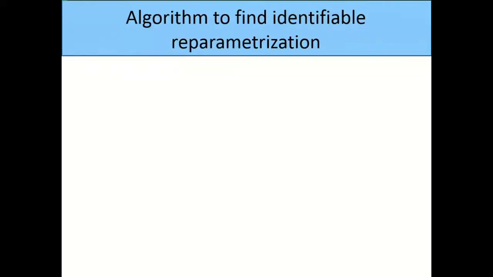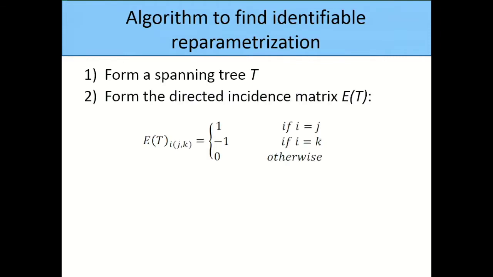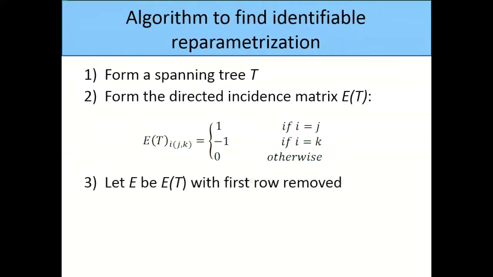So I want to very briefly talk about our algorithm to find this reparametrization. What you do is you start by forming a spanning tree of our graph. A spanning tree is a subgraph with n-1 edges that contains no cycles. We form the directed incidence matrix. You don't care about the direction of edges, so you take a spanning tree. I select n-1 edges, but I don't want to pick cycles.